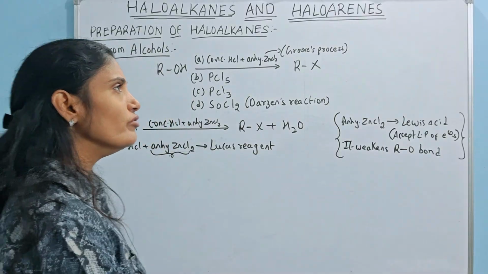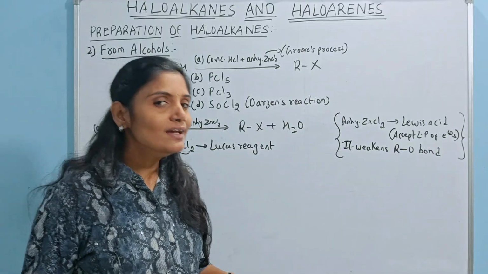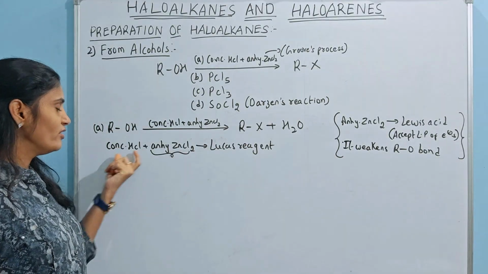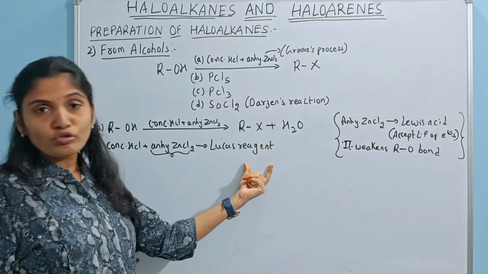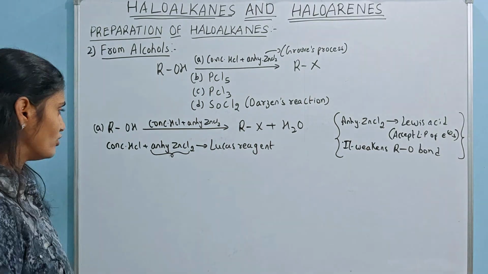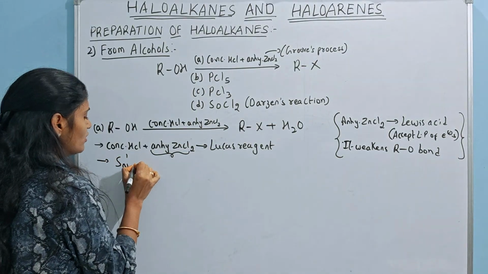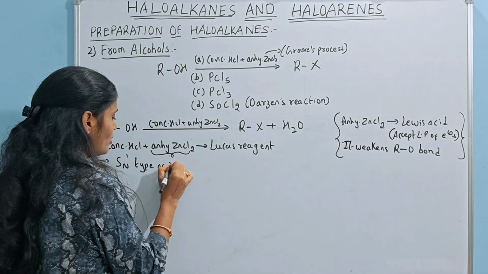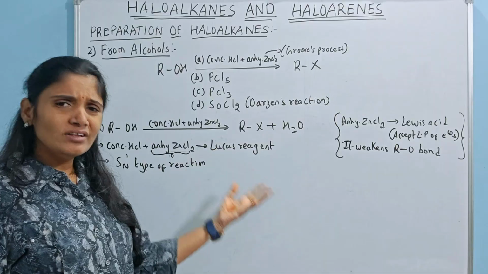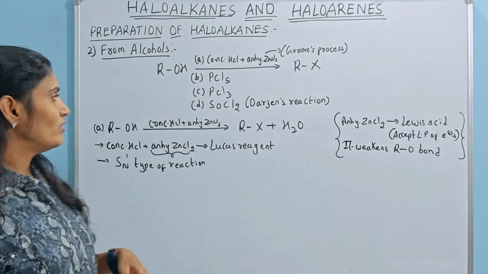In a way we can say it is used as a catalyst, because when the RO bond gets weakened, the rate of the reaction obviously increases. So concentrated HCl plus anhydrous ZnCl₂ together is called Lucas reagent, and I told you the importance of anhydrous ZnCl₂ in this reaction. Now, this reaction is an SN1 type of reaction. You know what SN1 is: nucleophilic substitution type 1 reaction. Why it is SN1 type, I will tell you when I show you the mechanism.